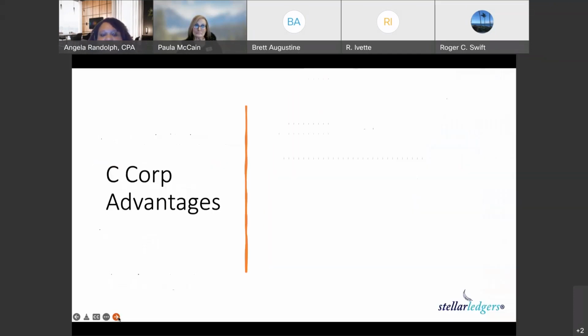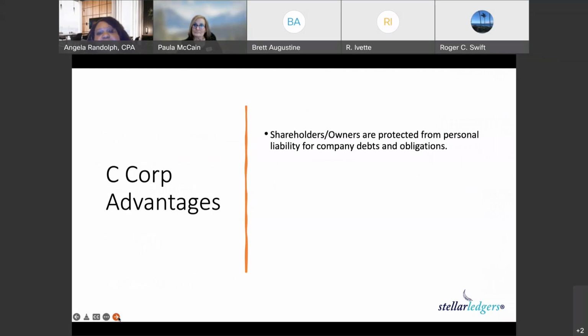All right, so let's talk about some of the advantages, which I've kind of alluded to already. Shareholders and owners are protected from personal liability. This can be very important to people, especially if you're in a high risk industry. This could be one of the driving forces of switching to an S Corp or starting out as a C Corp, having that maximum protection.